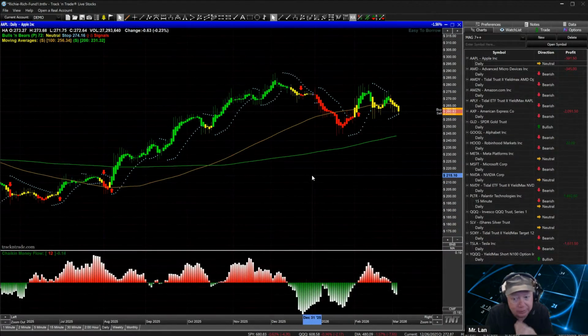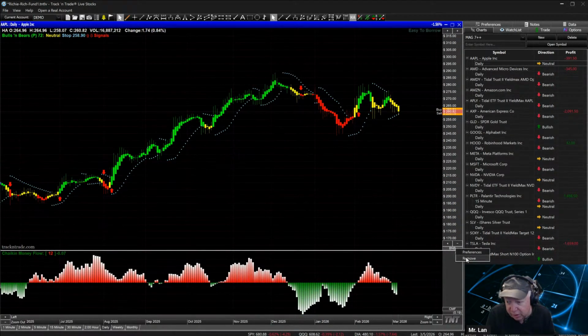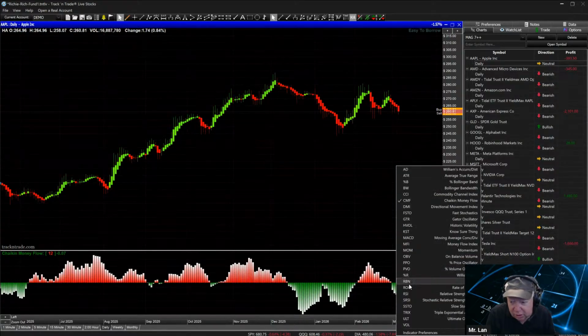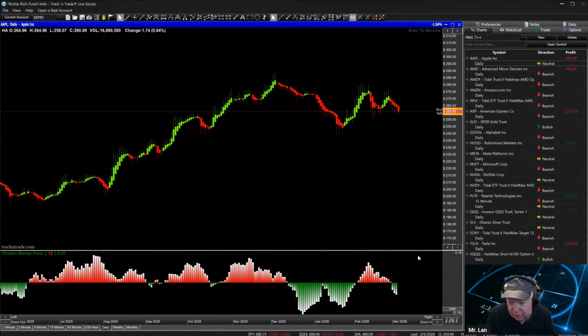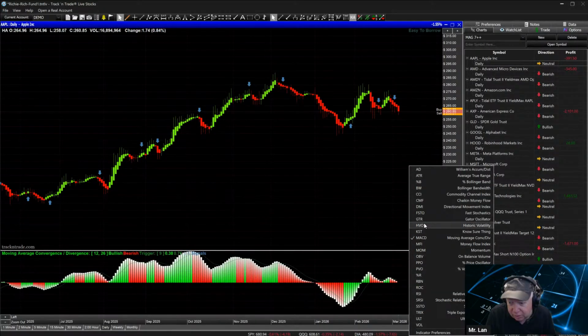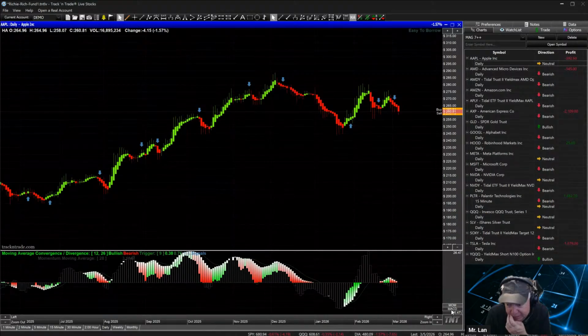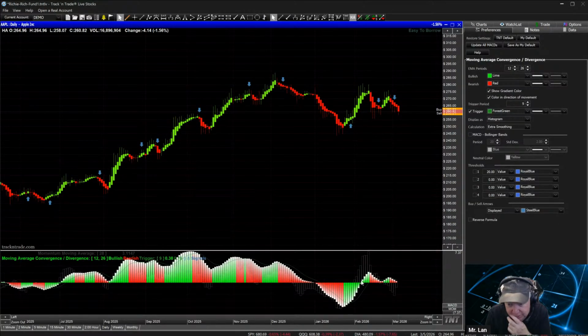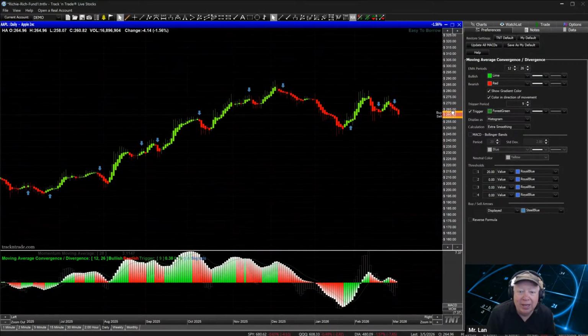Okay, back to Apple. We'll just use Apple. So we're going to get rid of our moving averages and our bulls and bears. We're going to turn on our MACD and turn off our CMF. And we're going to turn on our momentum. We had it kind of hidden quietly in the background. Move it to the top. Move those over. There we go. All right, so we're back in business.